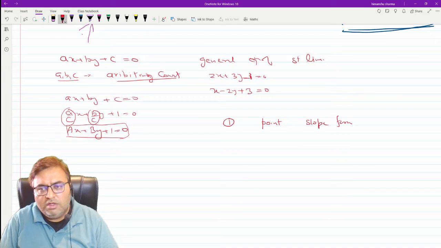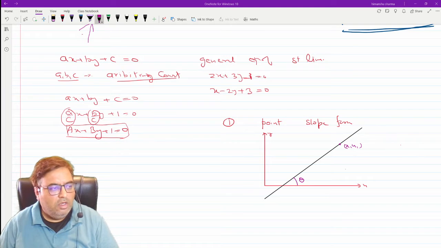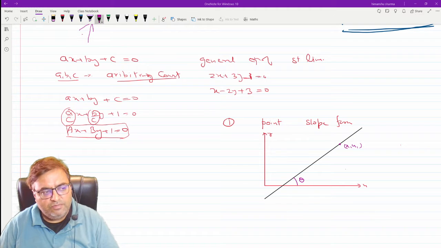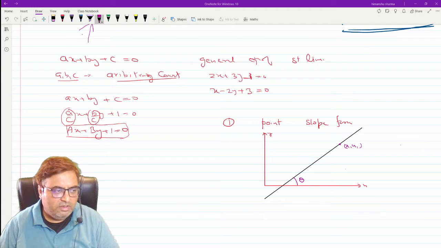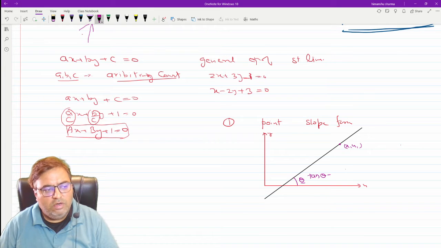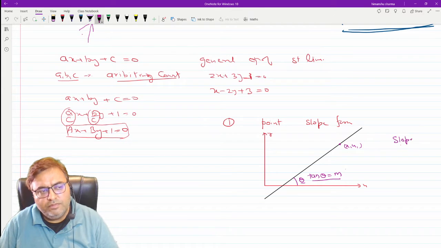Okay, the first one is point slope form. Now we have this x-axis, this y-axis, and this is a line which is inclined at an angle of theta, or it has a slope m. So either we know theta or we know the slope. So tan theta is m. What are the two things which have been provided here? One is the slope and the other is the point through which it will pass. These two things have to be given.